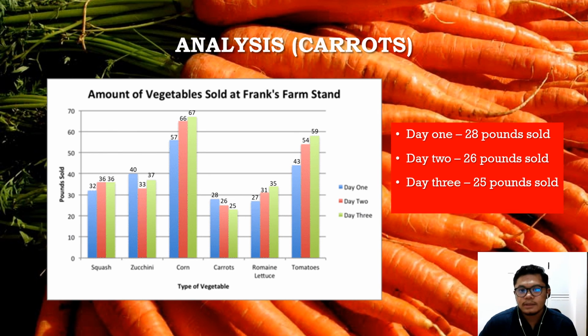As for the carrots data, we can see that the highest amount of carrots sold was 28 pounds on day 1. After that, it declined slightly by 2 pounds on day 2. The lowest amount of carrots sold was 25 pounds on day 3.